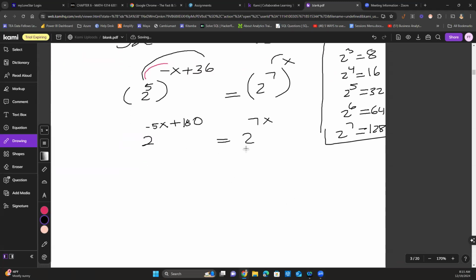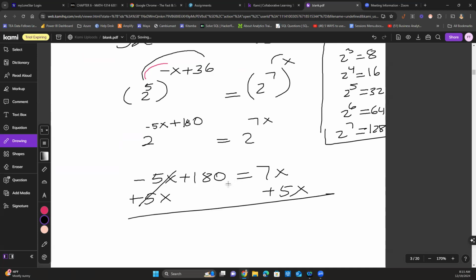So I am at the position where I want to be. If the bases are the same, this allows me to set the exponents equal to each other. The exponent on the first side is negative 5x plus 180, and the exponent on the right side is 7x. Since these two are equal to each other, we can just add 5x to both sides. So I will only have 180 on the first side, and 7x and 5x, when I combine them, that's a total of 12x.